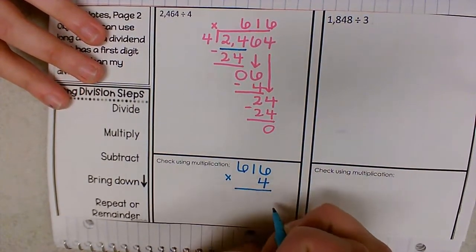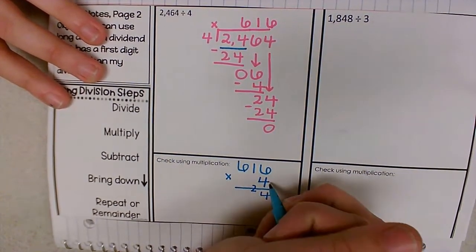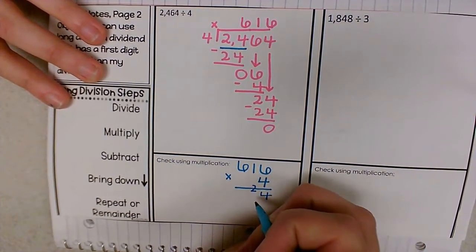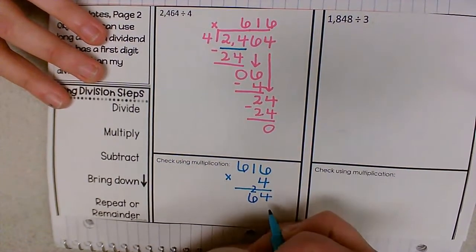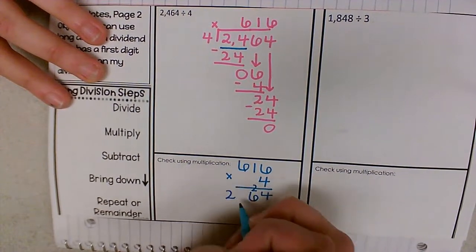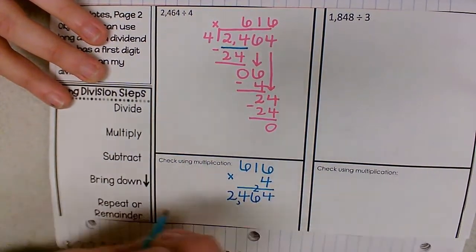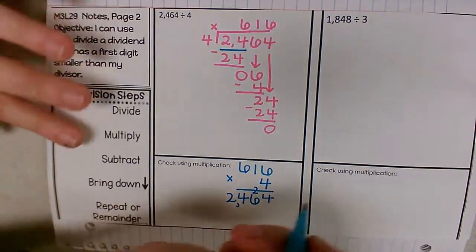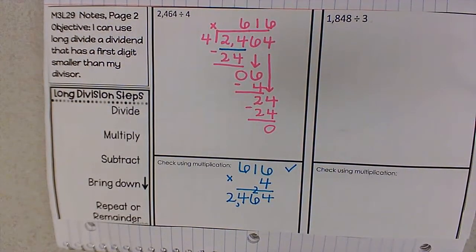6 times 4 is 24. 4 times 1 is 4, plus 2 is 6. 4 times 6 is 24. 1, 2, 3, whee! My dividend and my product match. All right, let's try it one last time.